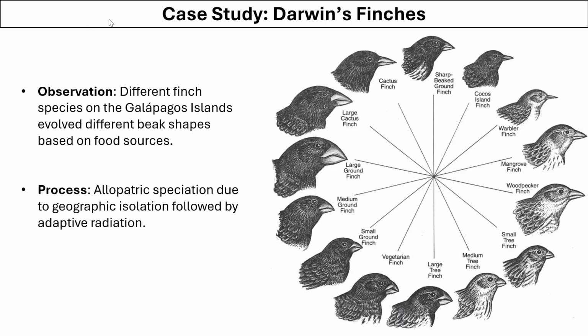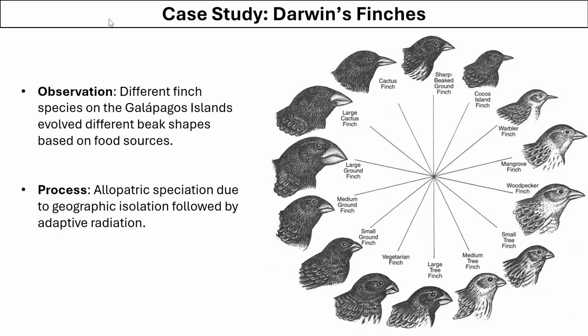Let's study about the Darwin finches. So Darwin went on to study some finches over a cluster of islands called the Galapagos Islands. He observed that these finches present on the different clusters of these Galapagos Islands would have different beak shapes depending on what kind of food they eat. This is an example of allopatric speciation.